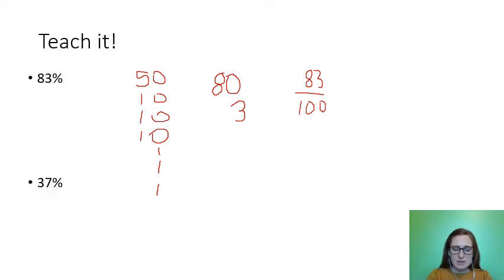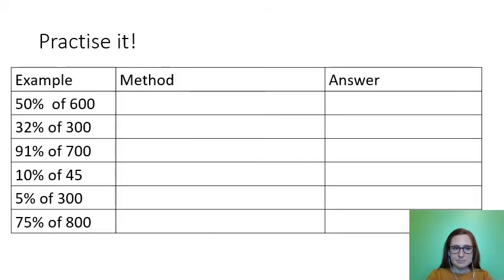For 37%, you could think of all the different ways that you could do this. You could do 30% and 7%. You could split it up into 3 lots of 10% and 7 lots of 1%. Again, you could think about it as 37 over 100. Divide by 100, multiply by 37. Completely up to you which way you do these.